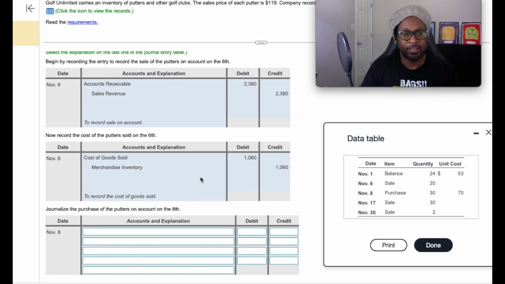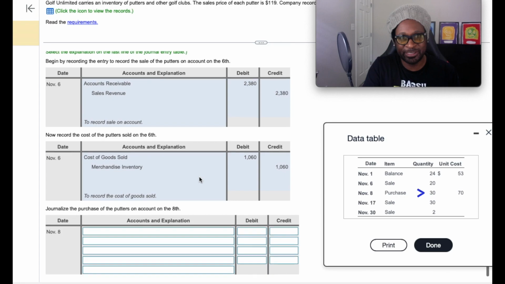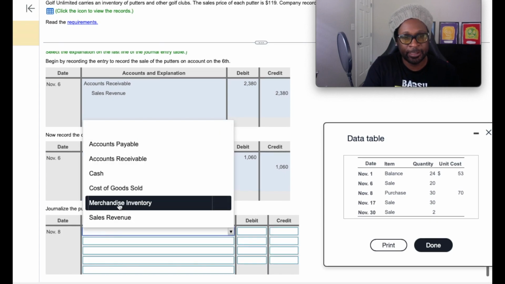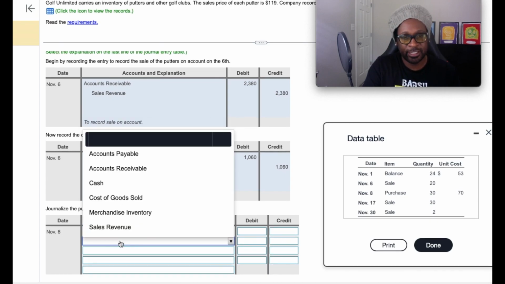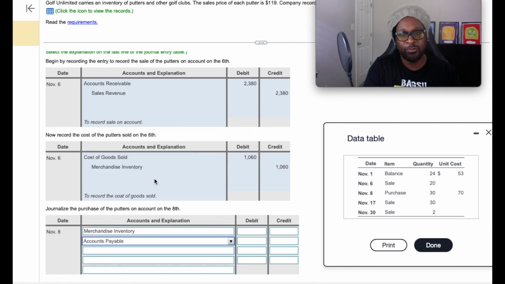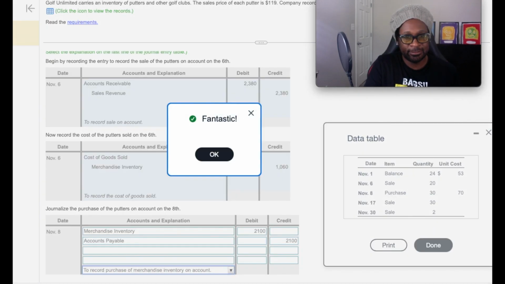Well done, gang. Now we have to consider the November 8 purchase of 30 units at $70. And this is easy breezy, gang. We're going to simply debit merchandise inventory and credit accounts payable for the 30 units at $70 each, which gives us a total amount of $2,100. We're going to check our answer.